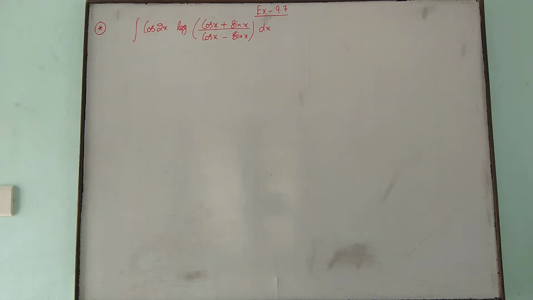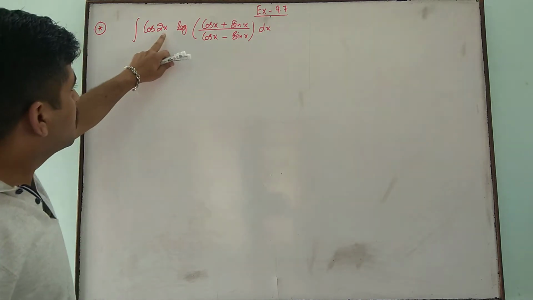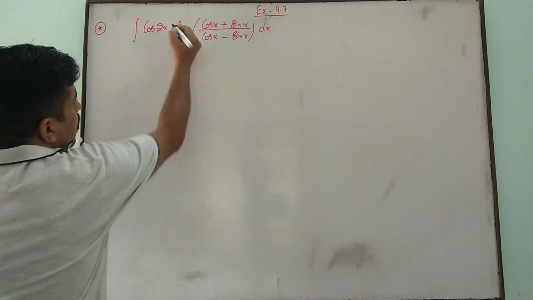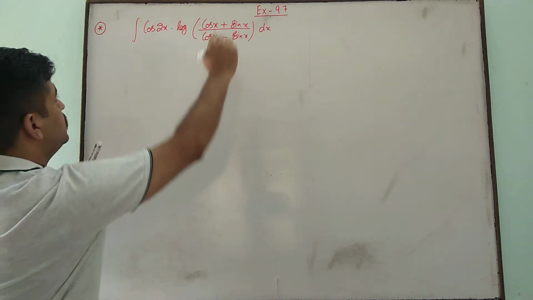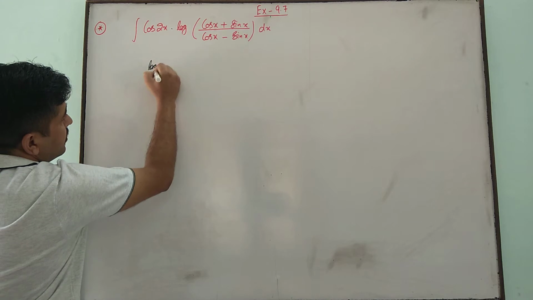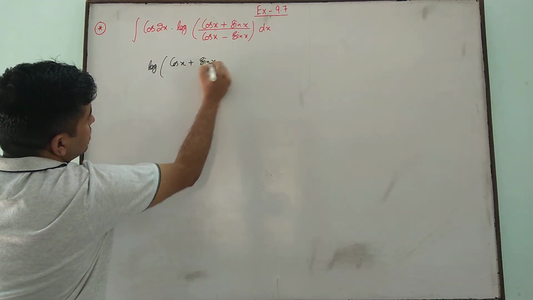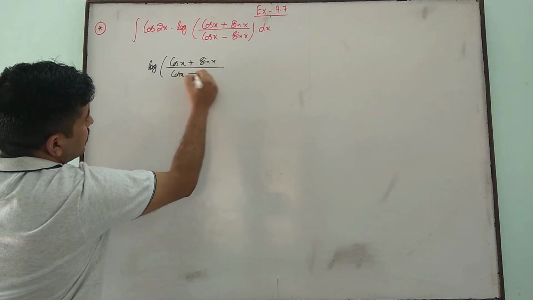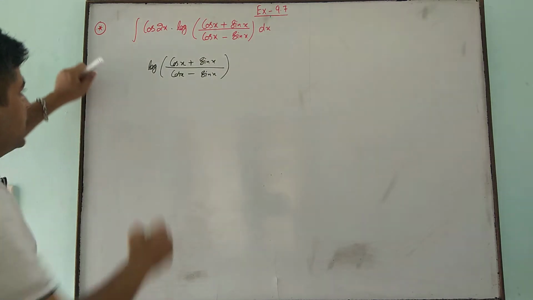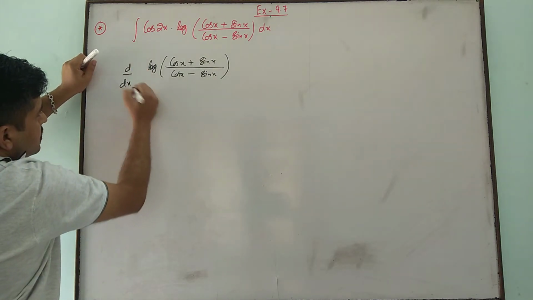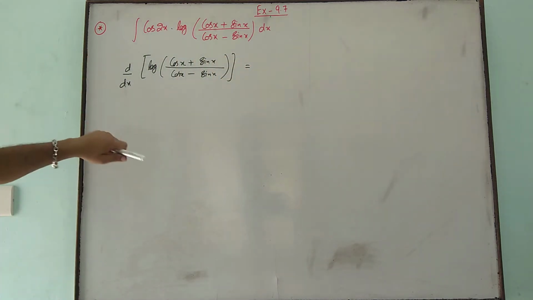Some of the questions are actually not difficult but different from the others. That is cos 2x into log of (cos x plus sin x) upon (cos x minus sin x). Just check, if we differentiate this thing, what will we get? If we differentiate this, that is dy/dx of this, then what will we get?